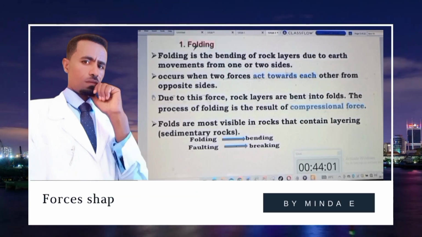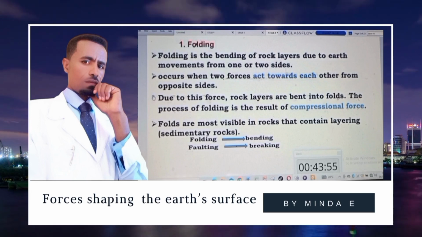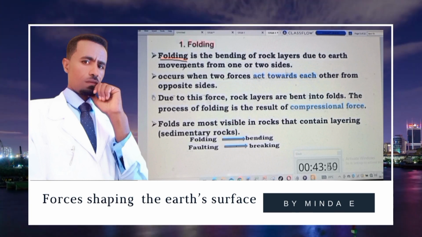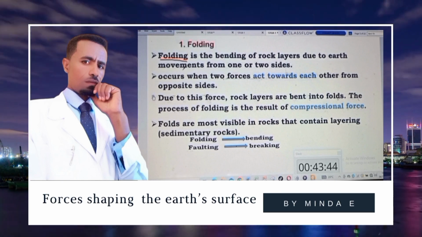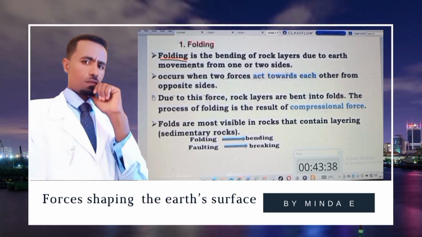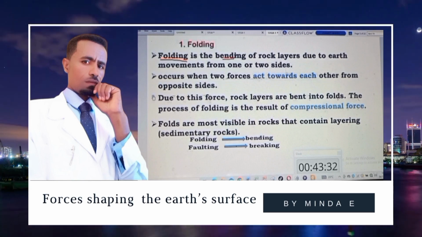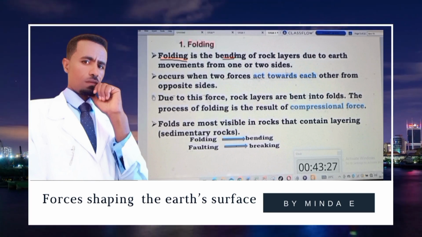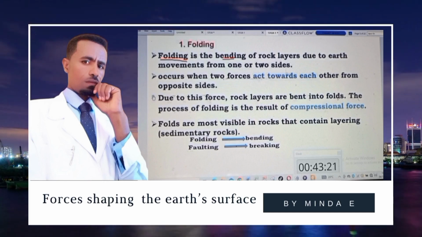First one is folding. So let us define what is meant by folding. Folding is the bending of rock layers due to earth movements from one or two sides. So folding is bending of rock layers. Folding is simply bending of rock layers because of the movement of the earth. The movement may be from one side or it may be from two sides.